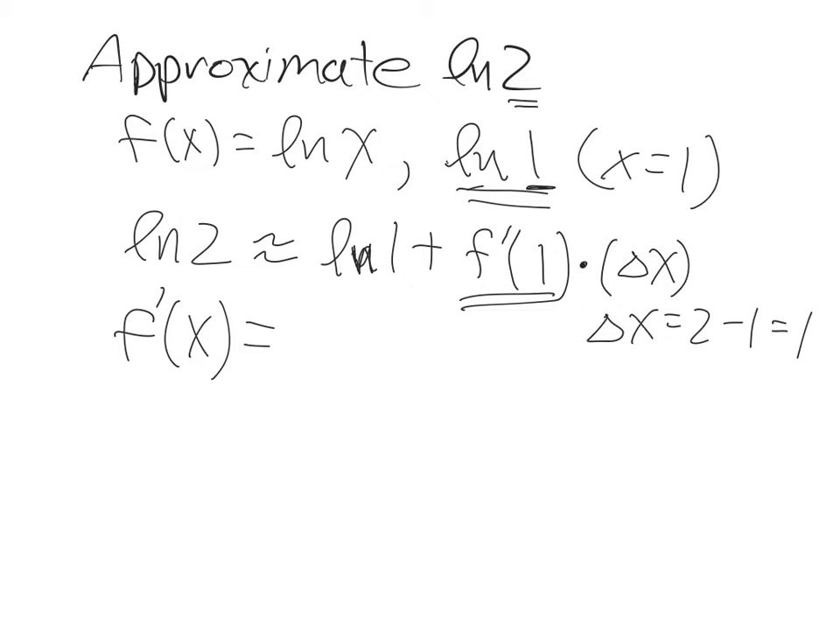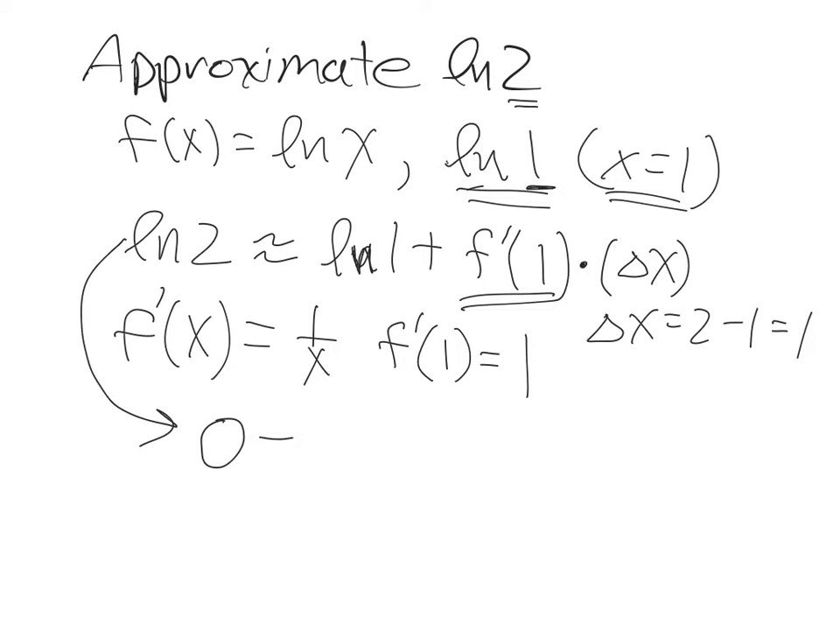Derivative of natural log of x is? 1 over x. And then evaluate the derivative at 1, our nice value. And that's going to be what? 1. Okay. So our approximation then, well, natural log of 1 is 0 plus f prime of 1 times delta x. Natural log of 2 is approximately 1.